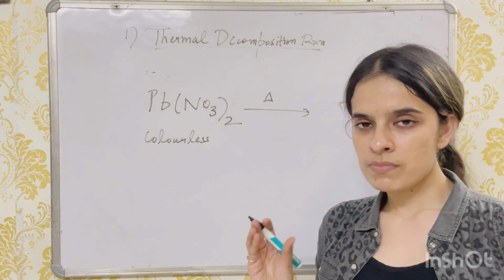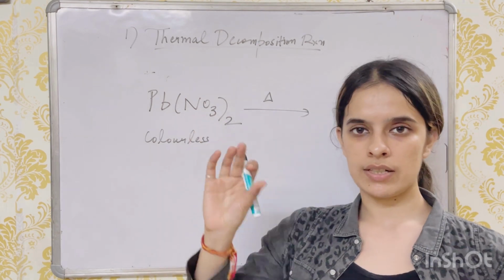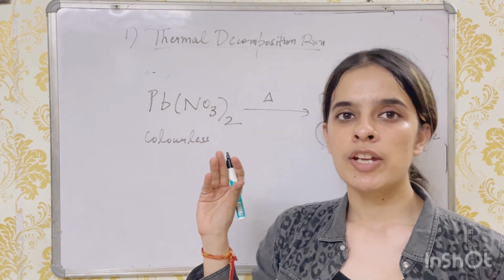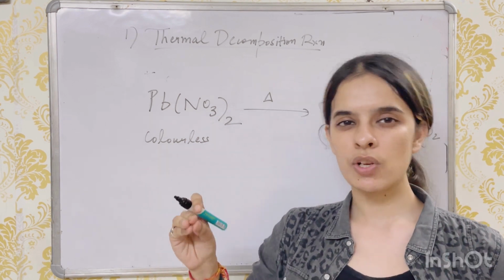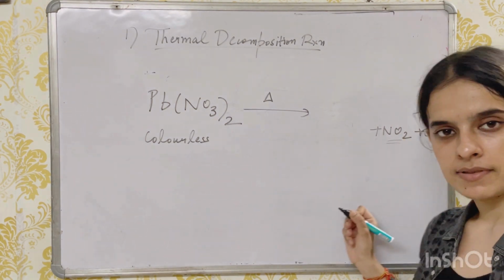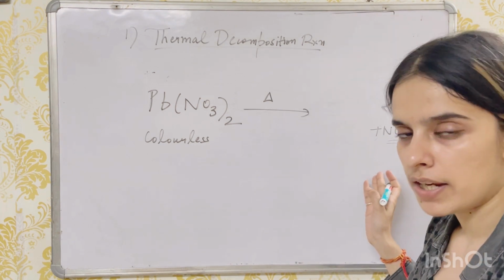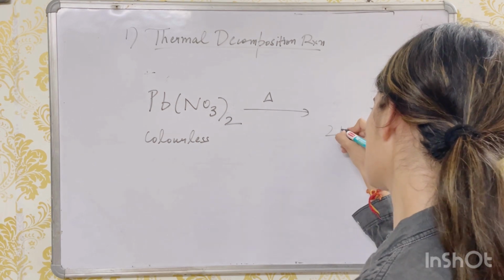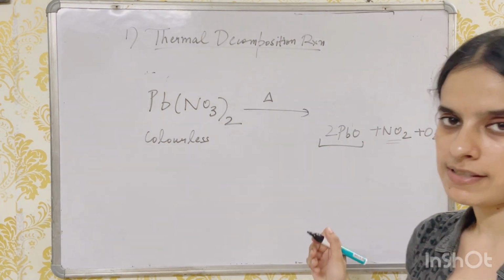The reddish brown fumes start forming over the test tube in which you pour this lead nitrate. When you heat it, slowly you will observe that reddish brown fumes start forming, which indicates the presence of nitrogen dioxide gas. Apart from this, lead oxide would be formed. This is lead oxide and the color of lead oxide is yellow.